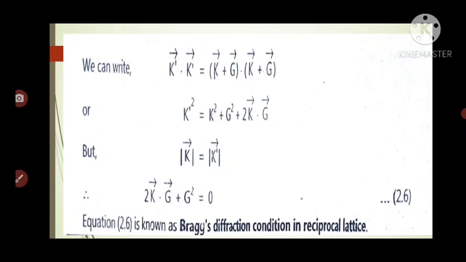In the next lecture we will see the Ewald construction and the experimental methods of X-ray diffraction.